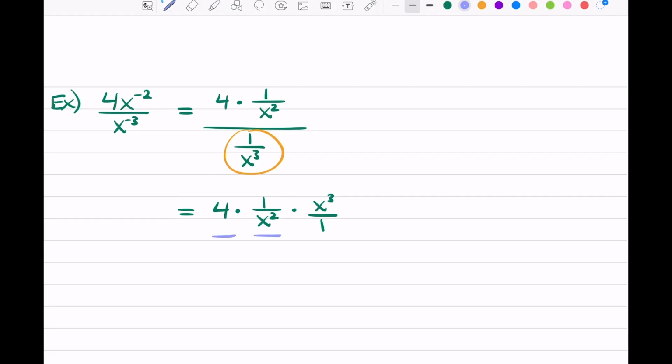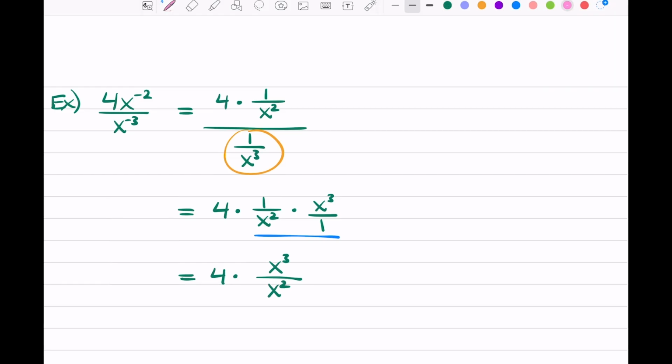Now we're multiplying 3 numbers, and we can multiply in any order. Let's multiply these two so we can get our x's together. Those are both fractions, so we'll multiply the pieces on top and the pieces on bottom. On top, we have 1 times x to the 3rd, which is x to the 3rd. And on bottom, x squared times 1 is x squared.